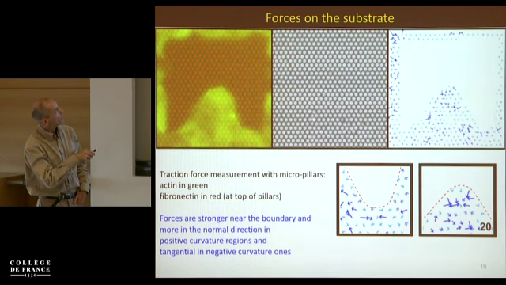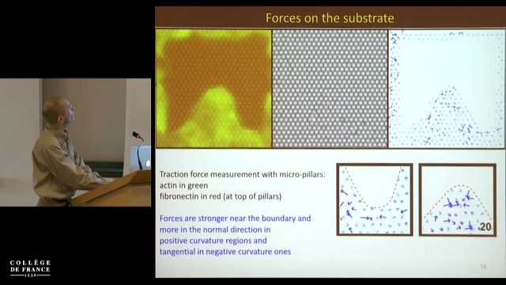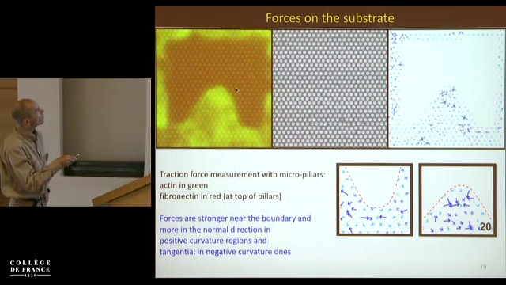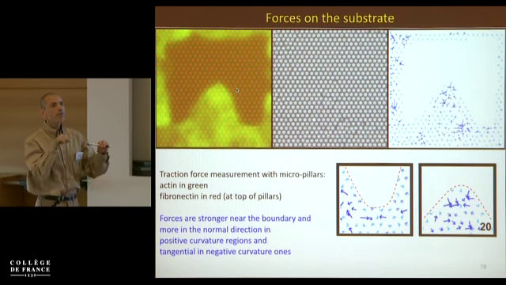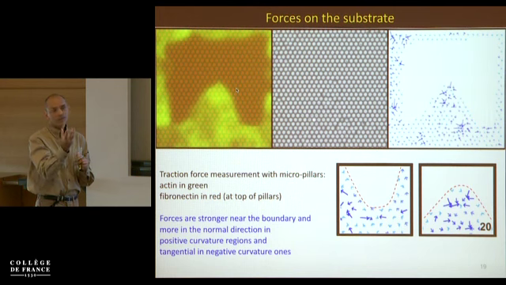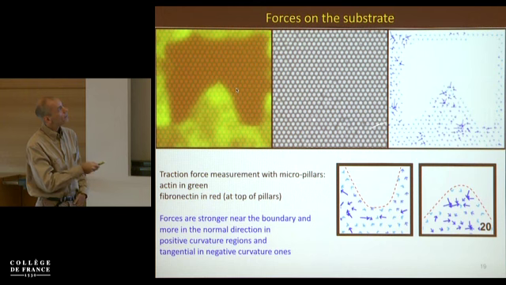And then the cells are marked in red here, and the pillars are marked in green. And then when you do the movie and you see the cells moving on this, you can follow the way the pillars are moving. And so you're seeing how the cells are pulling on the pillars. And since you know the mechanics of the pillars, since that's just physical material, you can do the inverse problem and deduce what's the force that the cell is applying on the pillar.